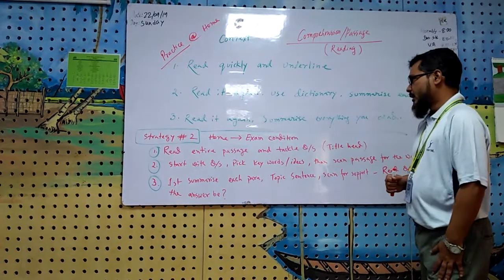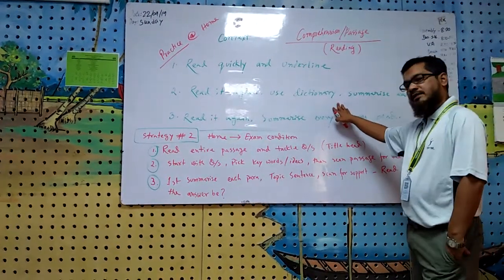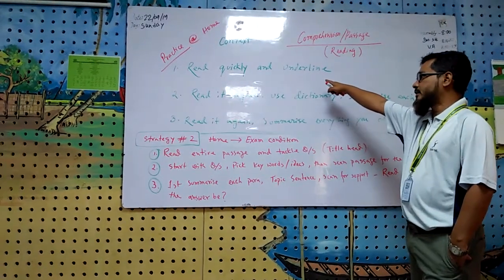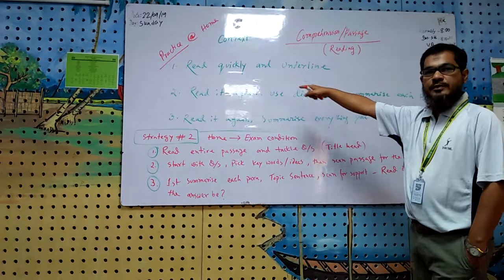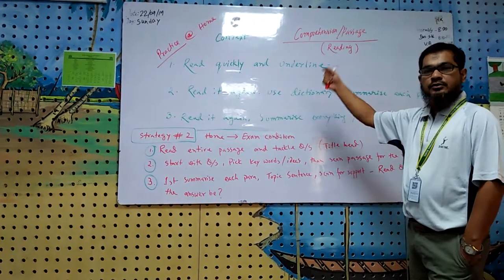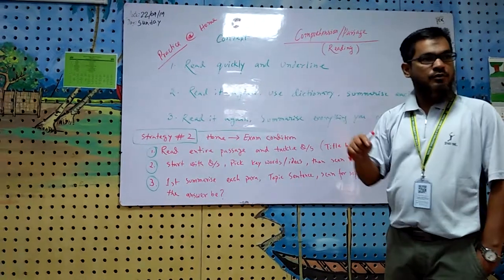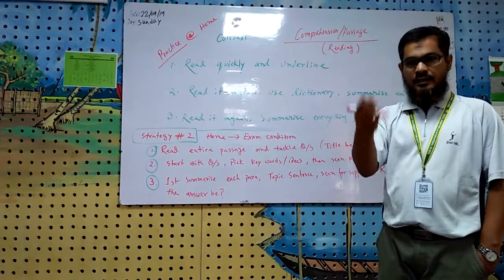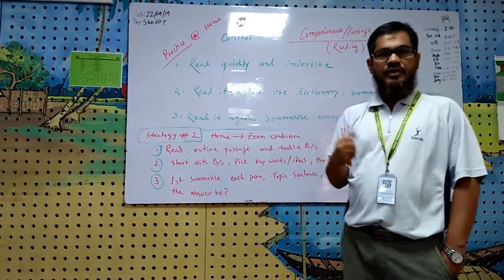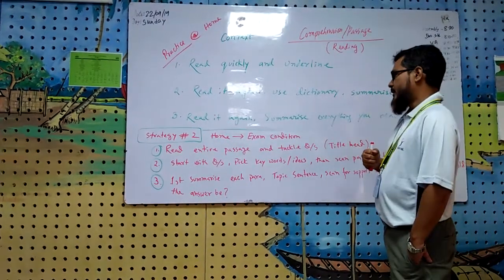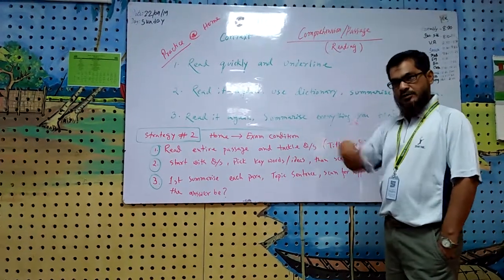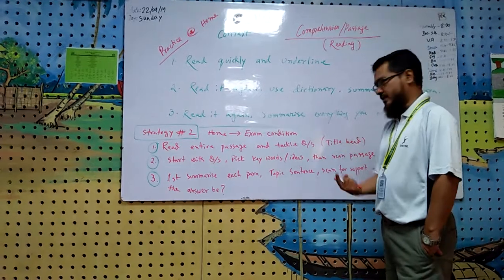Now, what does this do for you? When you underline the words which you don't know, and in step number two you use the dictionary to find the meaning, that is increasing your level of vocabulary. You are gaining new vocabulary. That is very important. And step number three, I said, read the same story, paragraph or passage again.